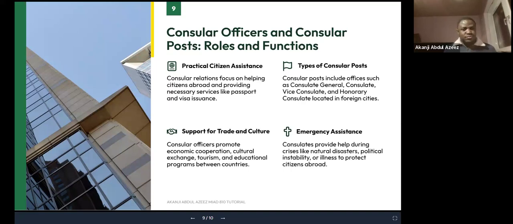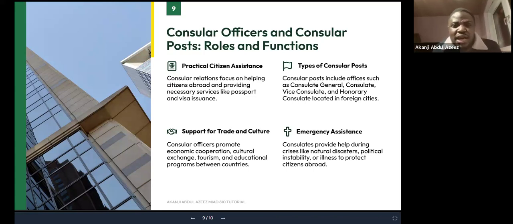Consular officer and consular post. Understand now? Before you understand this one, you need to first understand consular relation. Consular relation involves the activity of consular officers who assist citizens and promote economic and cultural relation between countries.